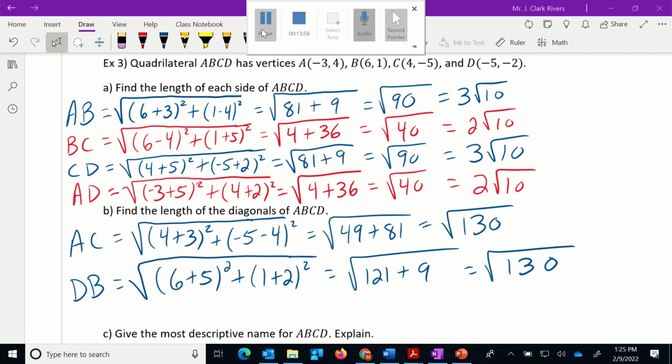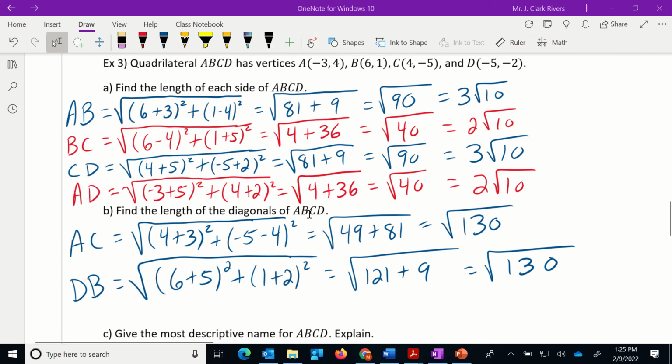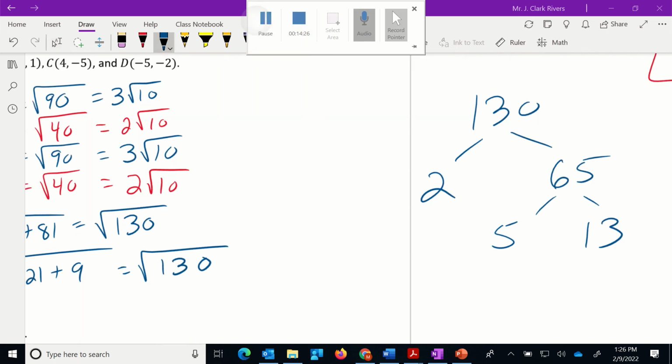Alright, so we apply the distance formula to the diagonals. Now remember, the order in which these are written matters, right? A is adjacent to B, B is adjacent to C, C is adjacent to D, and D is adjacent to A. What that means is A, C are not adjacent. B and D are not adjacent as well. So AC is one diagonal, DB is the other diagonal. Here's the supporting work for that. We're just applying the distance formula. We get the square root of 130 on those.